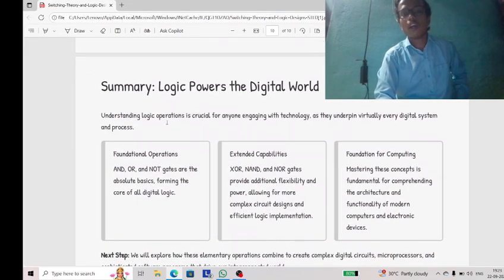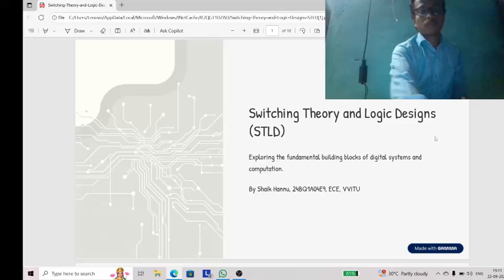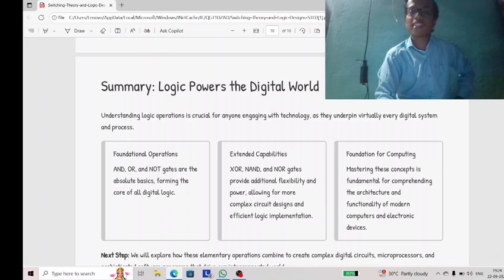Another topic: logic powers the digital world. Understanding logic operations is crucial for anyone engaging with technology, as they underpin virtually every digital system and process. Here we see three modules: the first one is fundamental operations, the second one is extended capabilities, and the third one is a foundation for computing.